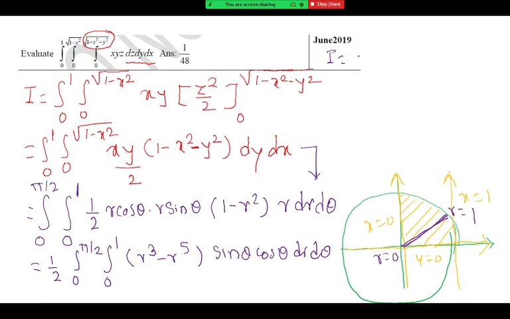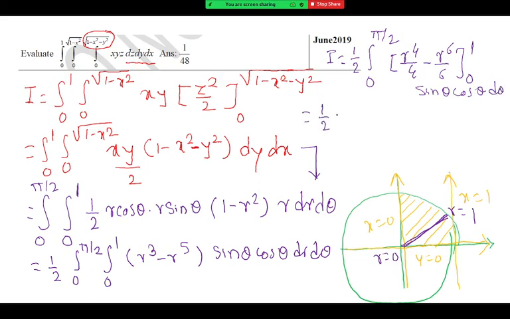So the integral 1 by 2, 0 to pi by 2 as it is, and the integral of r cube is r4 by 4 minus r6 by 6, limits 0 to 1, and then sine theta cos theta d theta. That can be converted to sine 2 theta, but we'll do that in the next step. Sine theta cos theta d theta as it is. So this 1 by 2 as it is, and we are left with 1 by 4 minus 1 by 6.